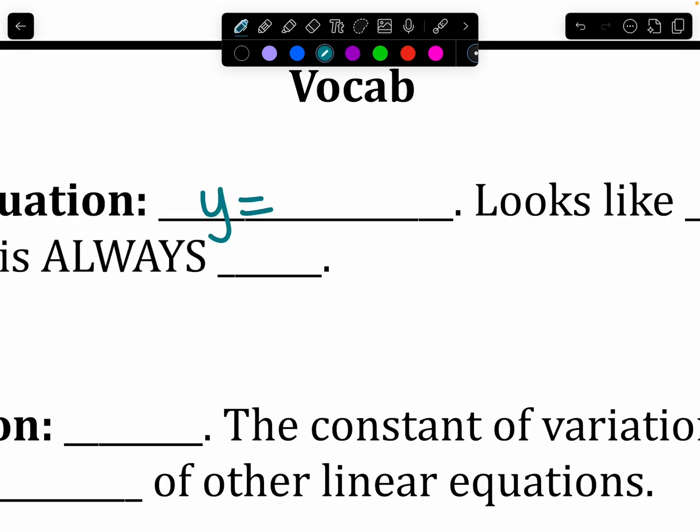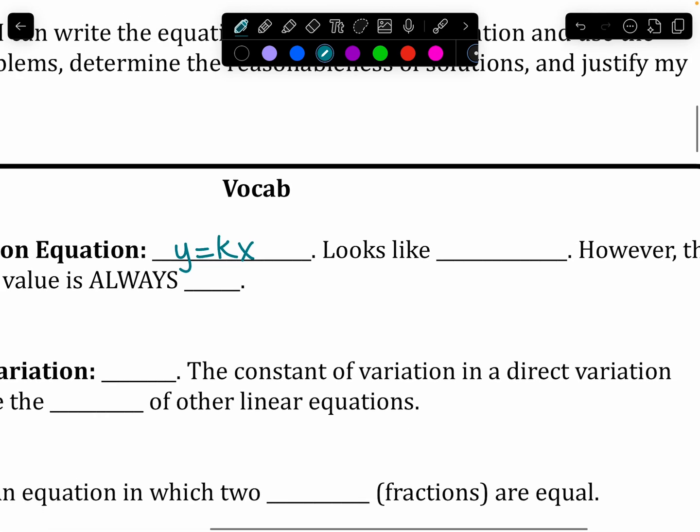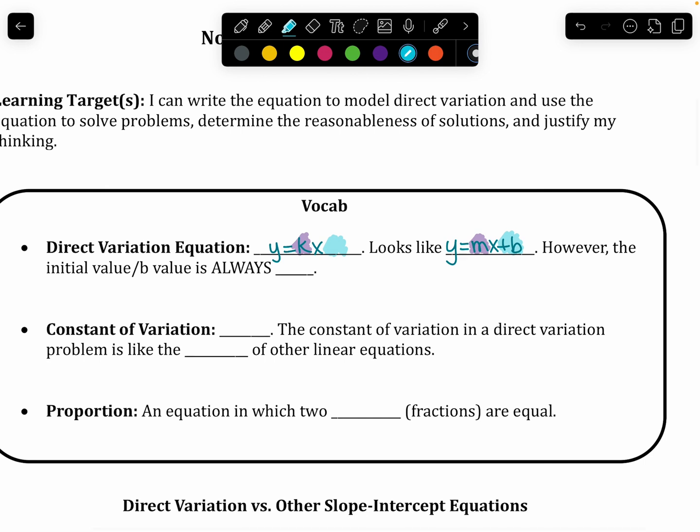So the first vocabulary word that we have is direct variation. Our direct variation equation will look like this: y equals kx. It looks very similar to our slope-intercept form, which is y equals mx plus b, but instead of m, we are using the variable k. The other difference is when I'm looking at slope-intercept form, I'm going to have a b value, and that's my y-intercept, and it could be 5, it could be -10, it could be 3.2, it can be a whole bunch of different things. But if you look at our direct variation equation, there is nothing there.